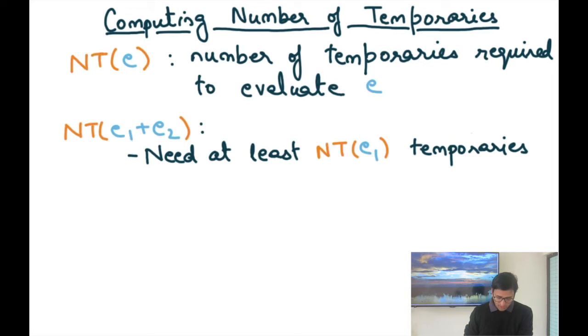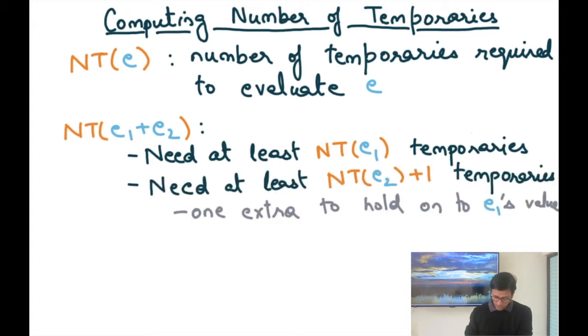So here's the first rule. nt of e1 plus e2. So this is for the plus operator. To compute e1 plus e2, how many temporaries do I need? Well, the answer is whatever is the number of temporaries that I need to compute e1; I need at least that many temporaries to compute e1 plus e2. So I need at least nt e1 temporaries to compute e1 plus e2. I also need at least nt e2 plus 1 temporaries.